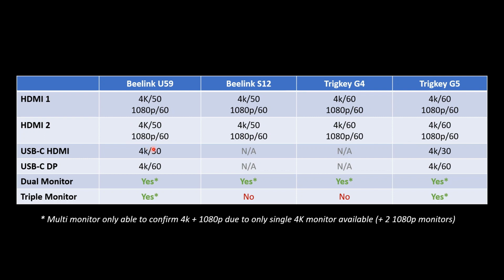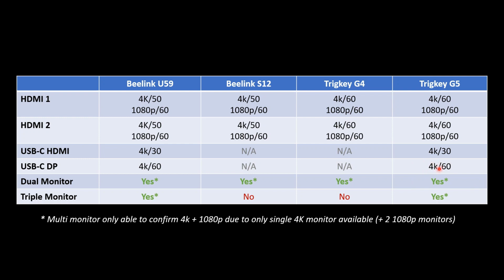Now the Beelink U59 and the Trigkey G5 did come with a video out on that. You can either use HDMI or DisplayPort if you have the appropriate cable. Now over HDMI, I only got a 4K 30 signal on both devices, but with USB-C to DisplayPort, I did get a 4K 60 Hertz signal, no problem.